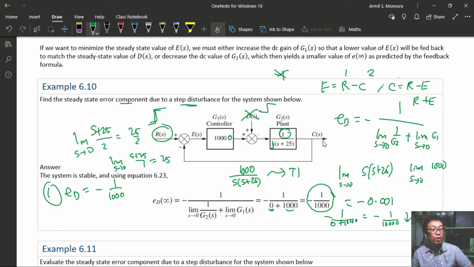So, ang expected final value ng output natin, yung C of infinity, is basically 1 kasi ito yung final value ng signal ninyo plus 0.001, or 1.001. Ito yung expected final value ng output natin. So, be-verify natin yan using the simulation. And this time, this is the first time na gagamitin natin ito. I'll use Simulink.